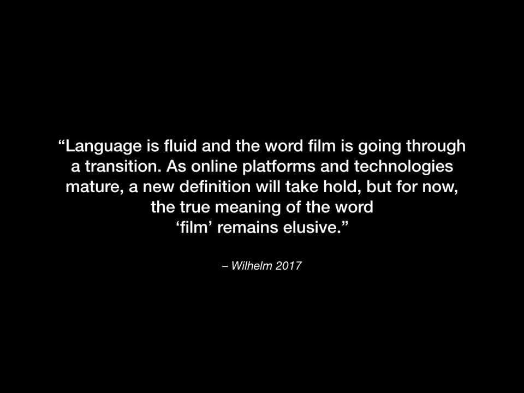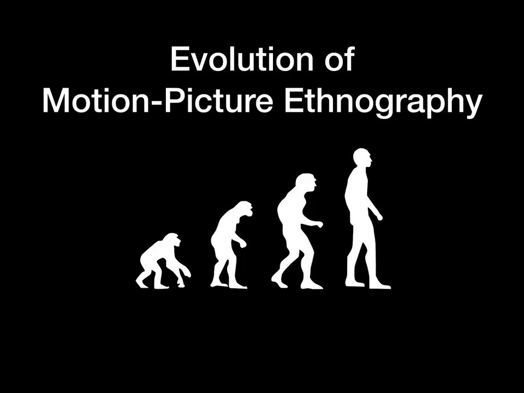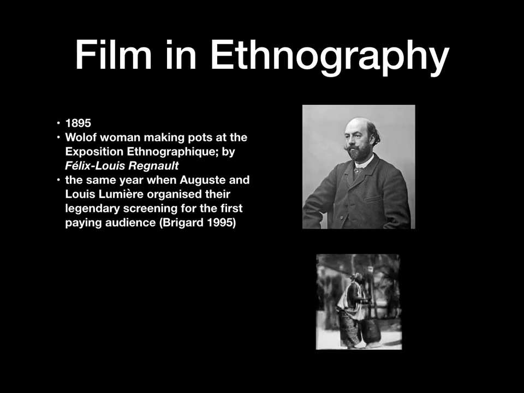So let's move towards the other part of the presentation. Evolution of motion picture ethnography. So to start with film, the first ethnographic film is considered to be one made by this gentleman here, Félix Regnault. And by coincidence, it was the year 1895, which is the same year when August and Louis Lumière organized their legendary screening in Paris, that is considered to be a milestone in the history of cinema, as the beginning of the cinema.